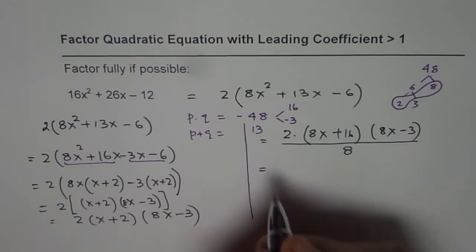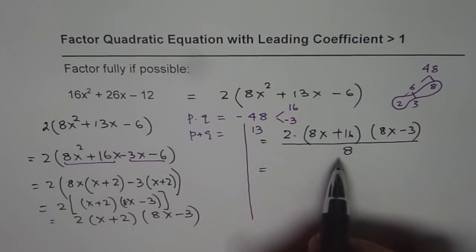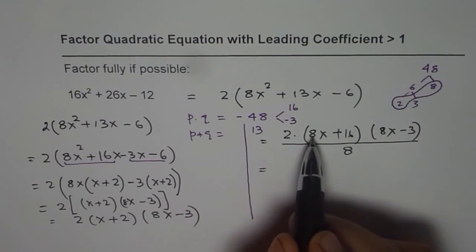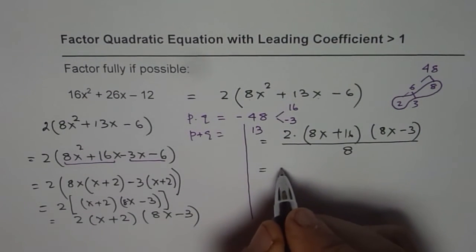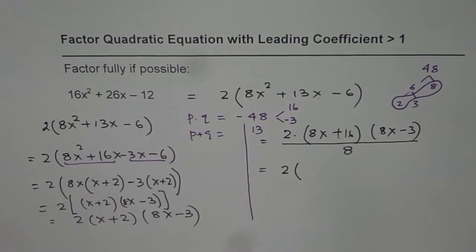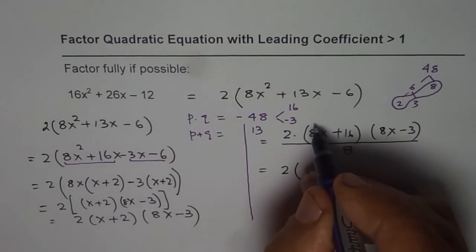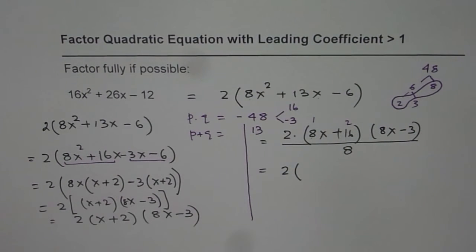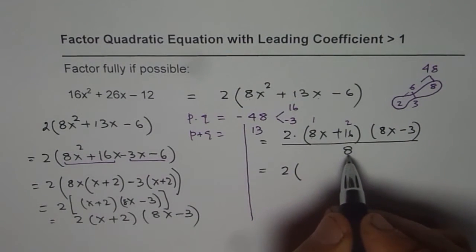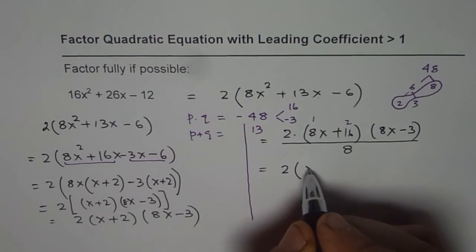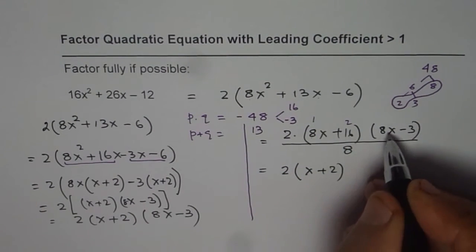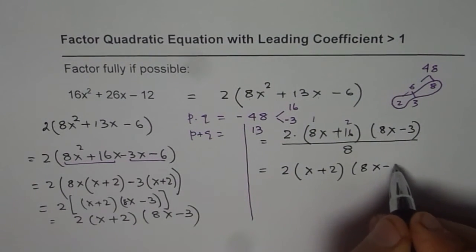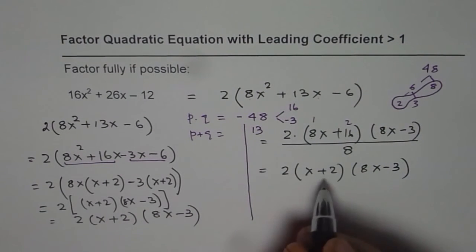Now once we do that, you can see the first term can be simplified. We can divide both by 8. So I could write this as 2 times. Let me show you here. 8 will go 1 time here and 2 times there, correct? So dividing the first factor by 8, we get 2 times x plus 2, and we already have 8x minus 3. So we get the same result.